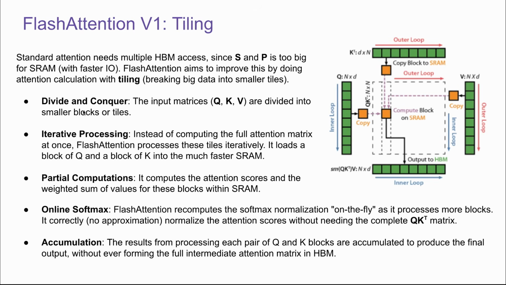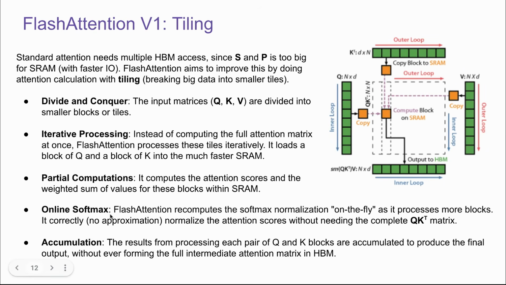There are several key points for you to understand tiling and flash attention. The first one is divide and conquer. The input matrices Q, K, V are divided into smaller blocks or tiles. Next one is iterative processing. Instead of computing the full attention matrix at once, which is the dotted square, flash attention processes these tiles iteratively. It loads a block of Q and a block of K into the much faster SRAM. The third one is partial computations. It computes the attention scores and the weighted sum of values for these blocks within the SRAM.